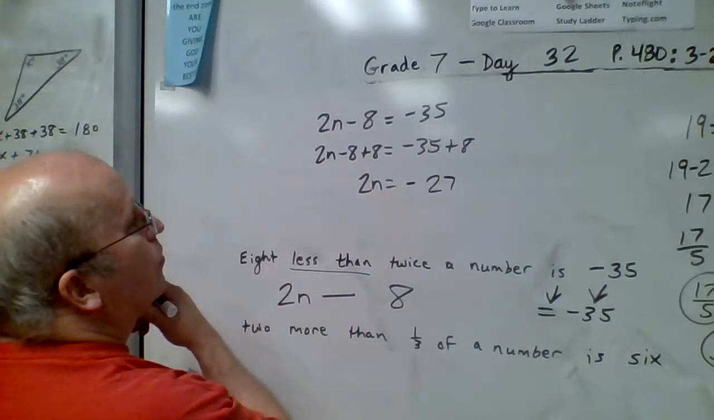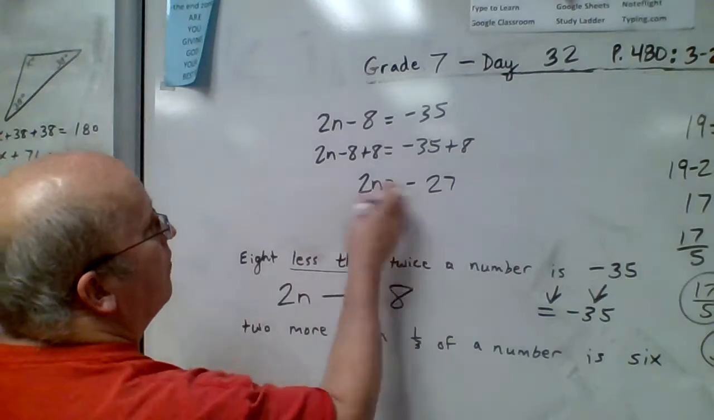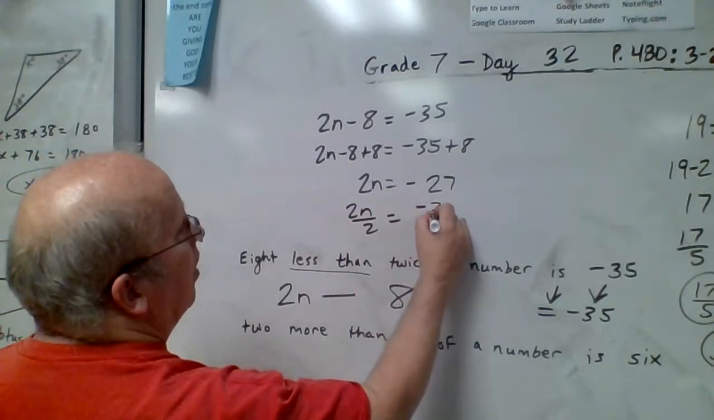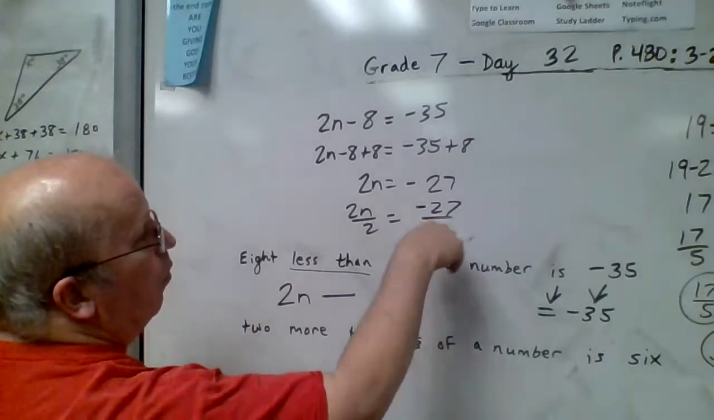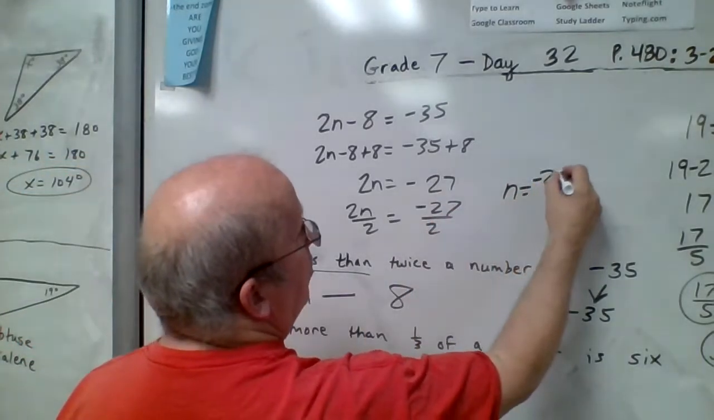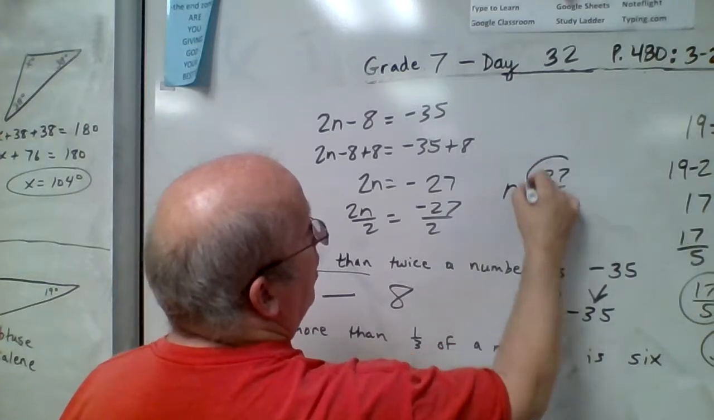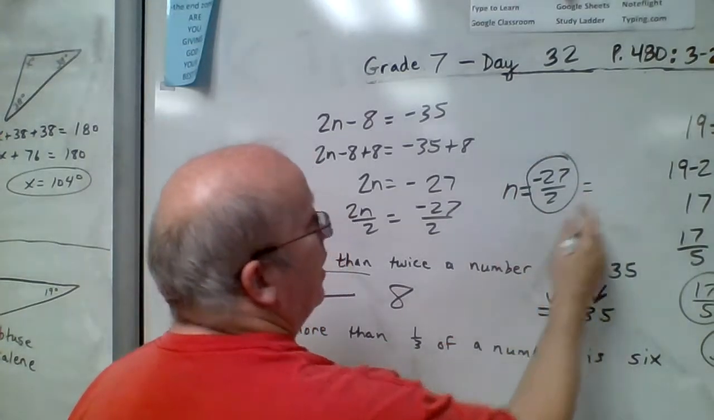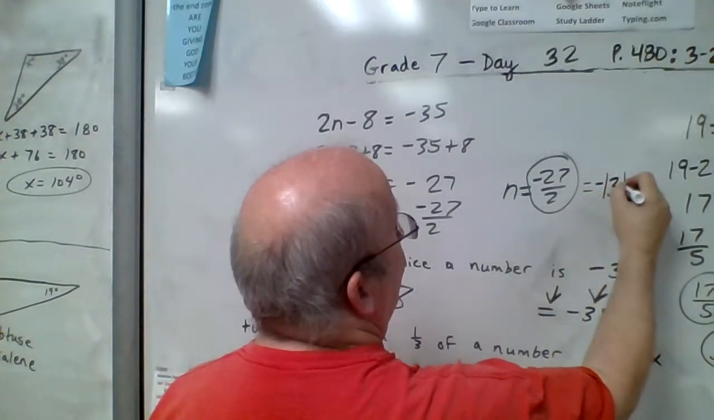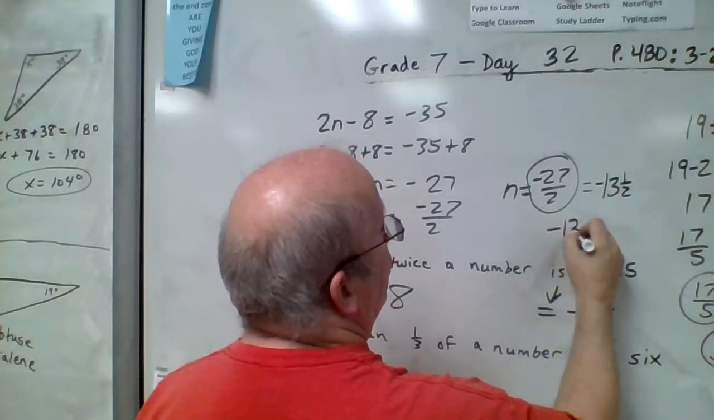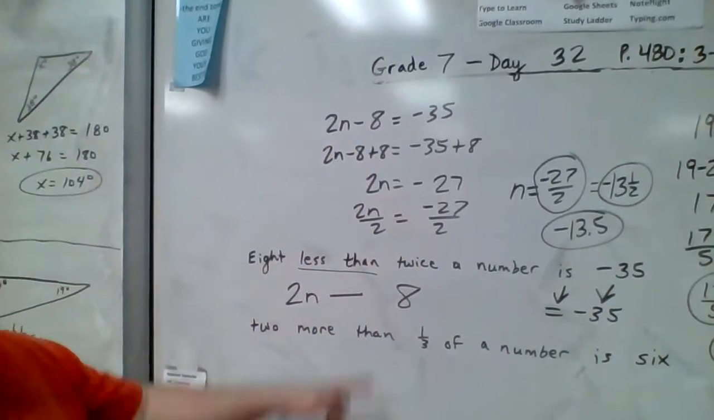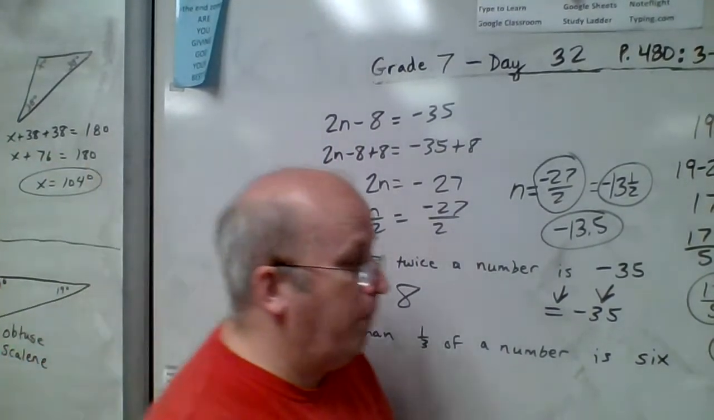Yep, negative 27. Now we got to divide both sides by 2, right? To get n by itself. And what would that equal? Well, you could write it as n equals negative 27 over 2. That is a possible answer. But as a mixed number, is that showing up on the screen? Yep. That would be negative 13 1/2 or negative 13.5 if you decide to change it all the way to a decimal number. So that's the answer to that particular problem.